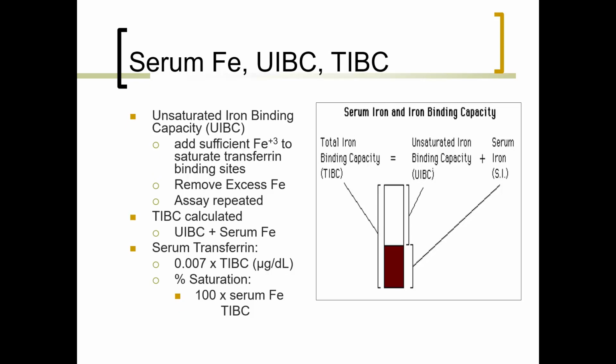Unsaturated iron binding capacity. Add sufficient iron (Fe3+) to saturate transferrin binding sites. Remove excess iron and the assay is repeated. TIBC is calculated, UIBC plus the serum iron. Serum transferrin, you can determine through that calculation.